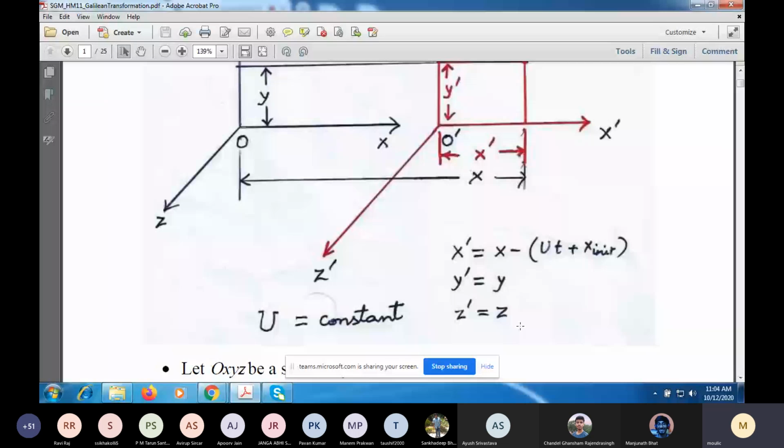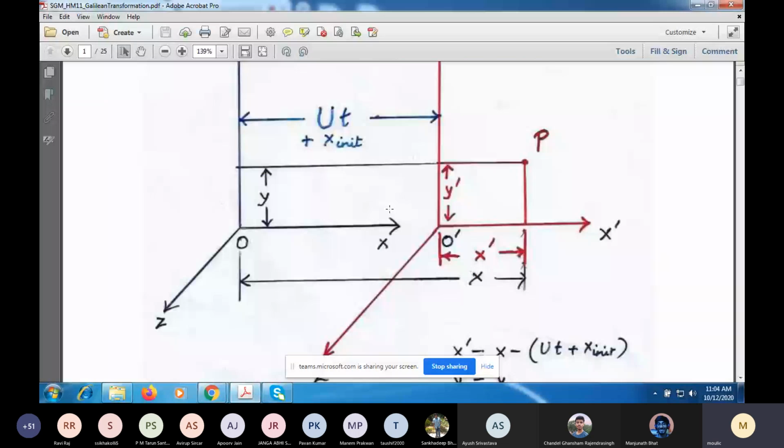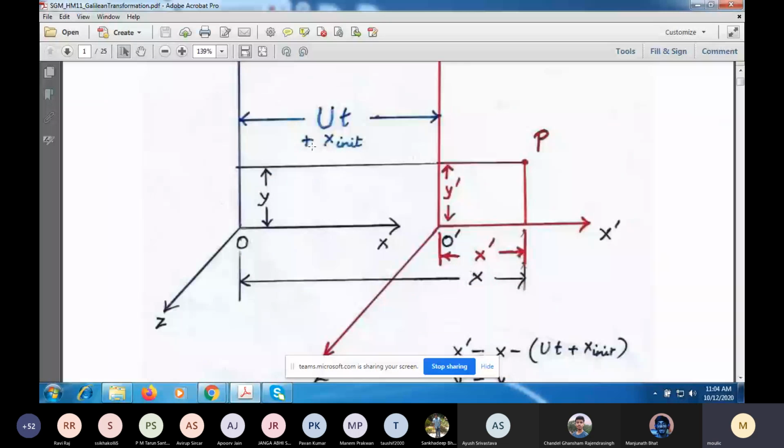So we have chosen a coordinate system where the Y and Z coordinates are the same in both the systems, and the X coordinate differs by the distance between the axis OY and the axis O prime, Y prime. There's an initial distance at time t equal to 0, which we called x subscript init. And the distance keeps on increasing with time by this constant u multiplied by t. So we are looking at a case where u is constant.